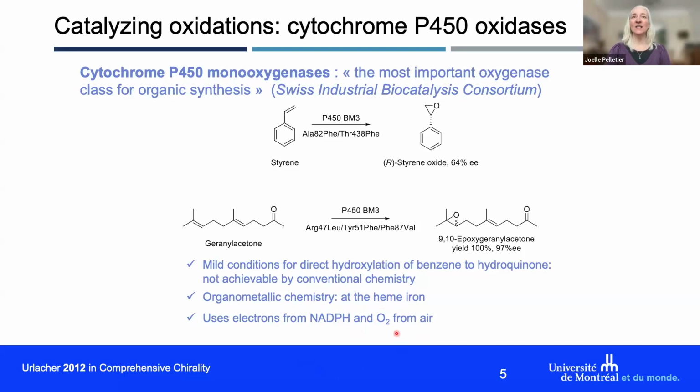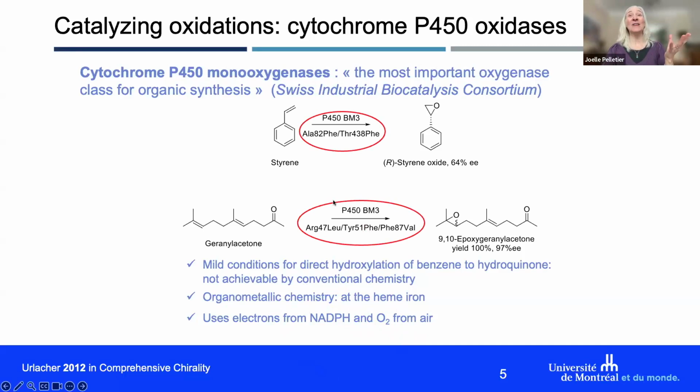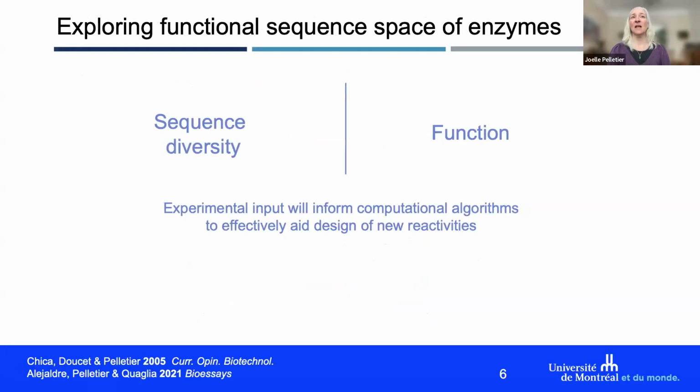However, you will notice that in the reactions that are shown here, there's wording underneath the acronym for the enzyme, P450 BM3, as I will refer to it. These are mutations or substitutions that have been made to the enzyme in order for the enzyme to be able to conduct these reactions, to conduct them appropriately. And that brings us to the question of exploring functional sequence space of enzymes.